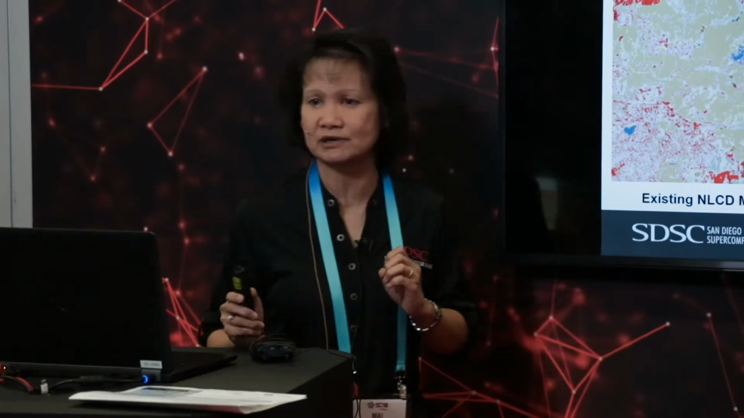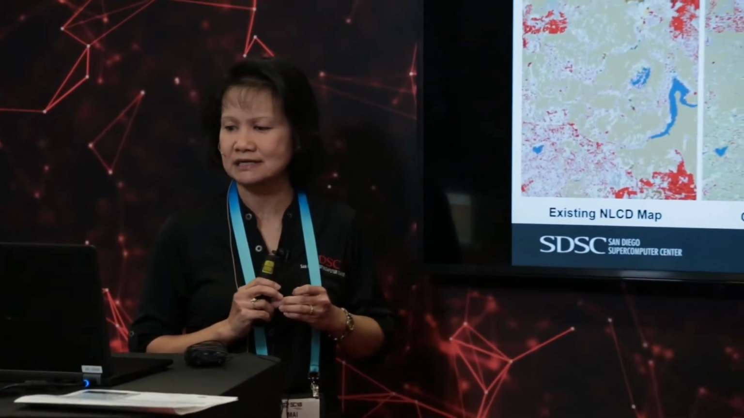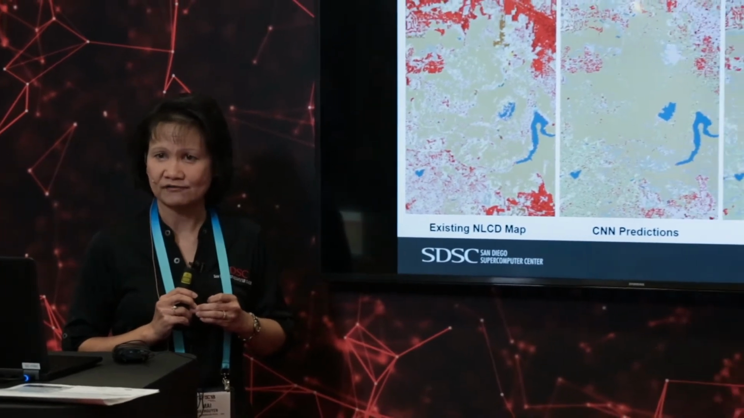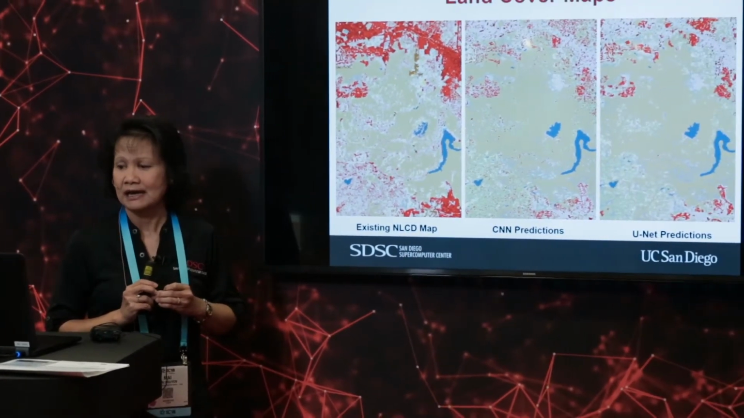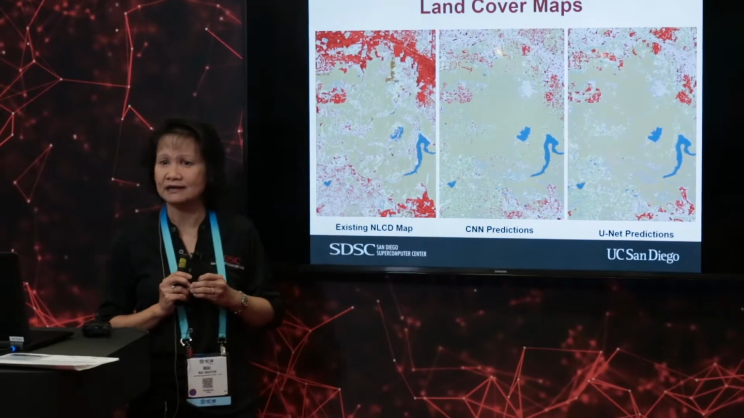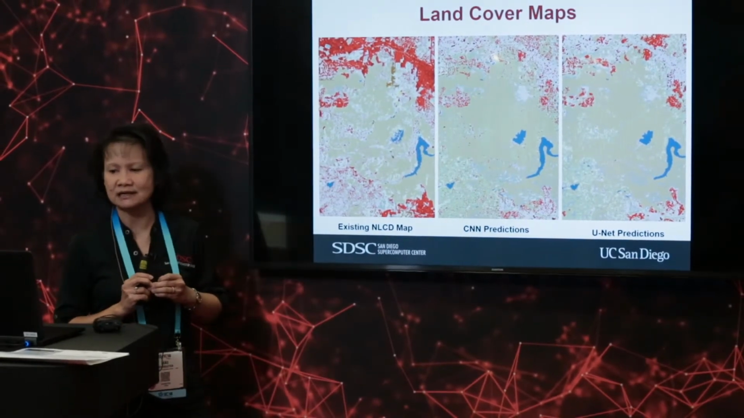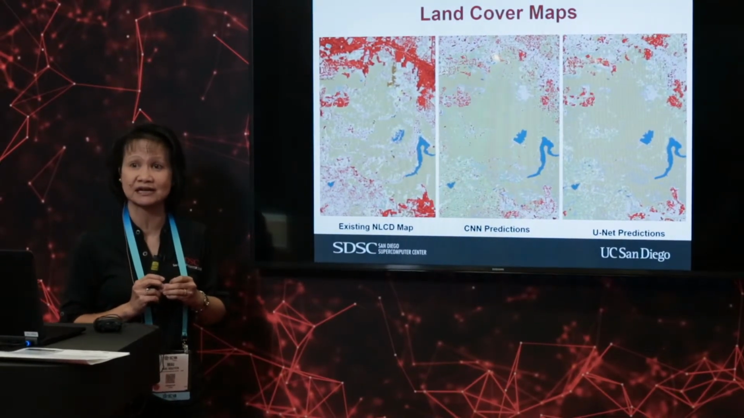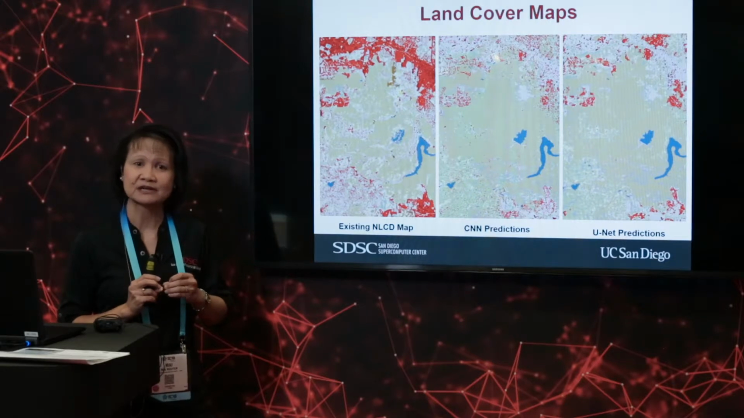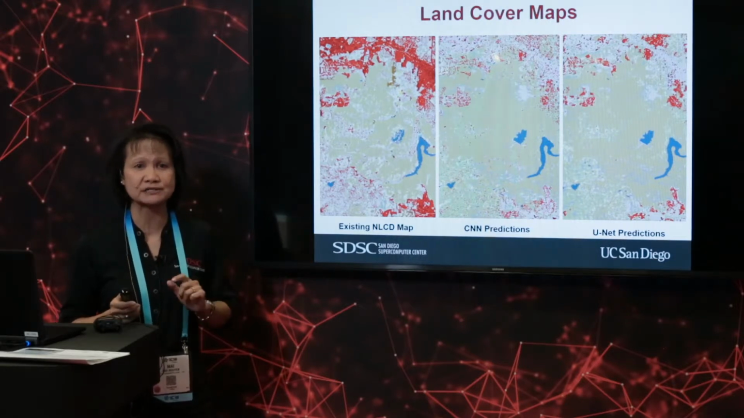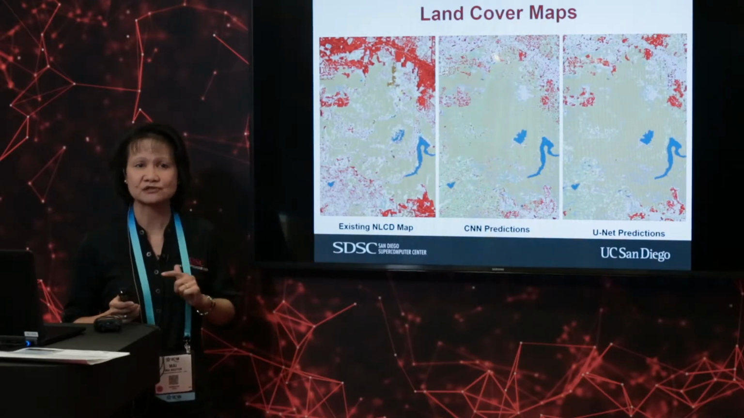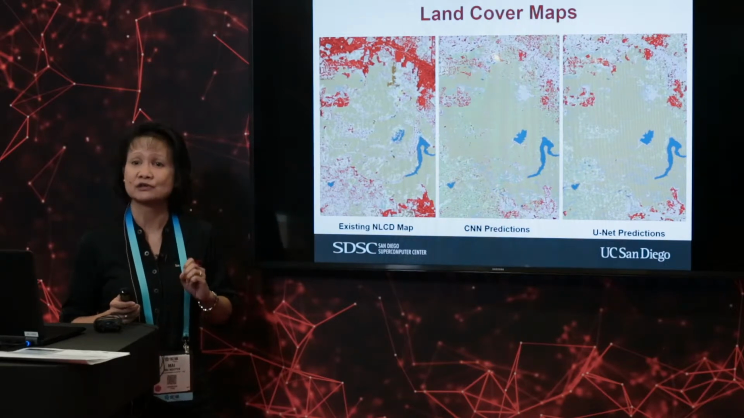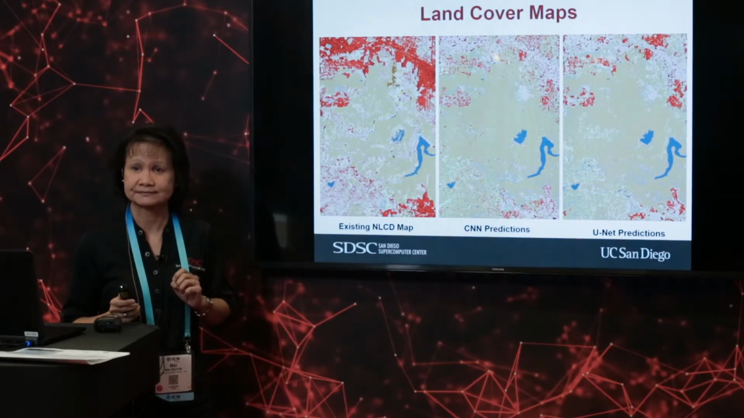And this shows some preliminary results that we're getting from our models. So you can see that the CNN and UNet land cover maps are very similar. And they both refine the categories that show in the existing land cover map. And that is because we start out with higher resolution imagery, 5 meters versus 30 meters, and we also use more recent satellite images.